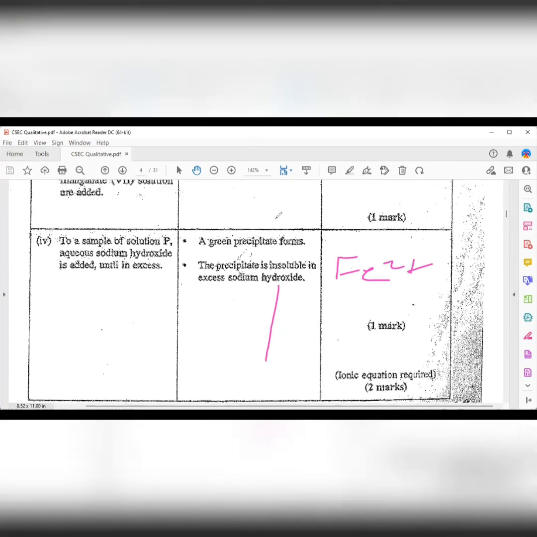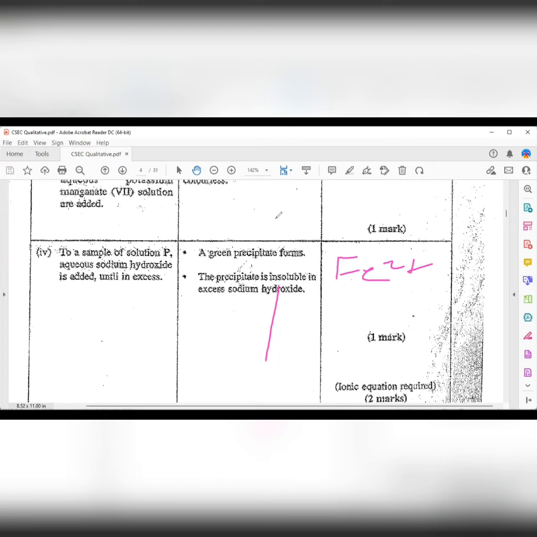Then it says the precipitate is insoluble in excess sodium hydroxide. But for that part, what they want from you is an ionic equation. See it right down here: ionic equation required. So you need to write an ionic equation. This is the part that sometimes throws students off. How do you write the ionic equation? Well, first thing is this. Iron is present, and what did you add to get the precipitate? Sodium hydroxide. If you have iron and you add sodium hydroxide and you're supposed to write an ionic equation, the only thing that can be formed is the metal hydroxide.